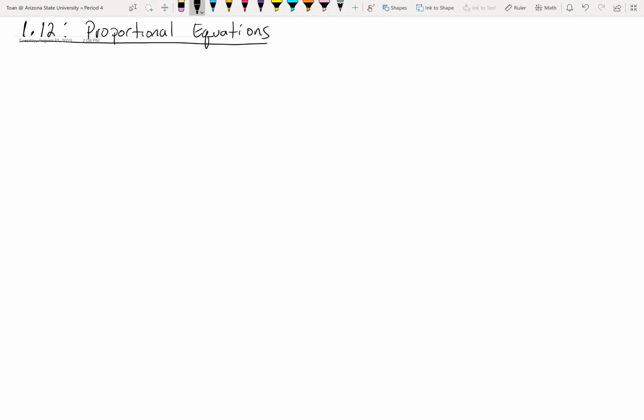So I think it's actually a good thing that we skipped 1.11, because 1.12 relates to what we did yesterday, writing linear equations. And that's all a proportion is, and that's all we're going to be doing today. We're going to be writing more linear equations, except the special kinds. What is the difference between the linear equations that we saw yesterday compared to the ones we're going to write today?